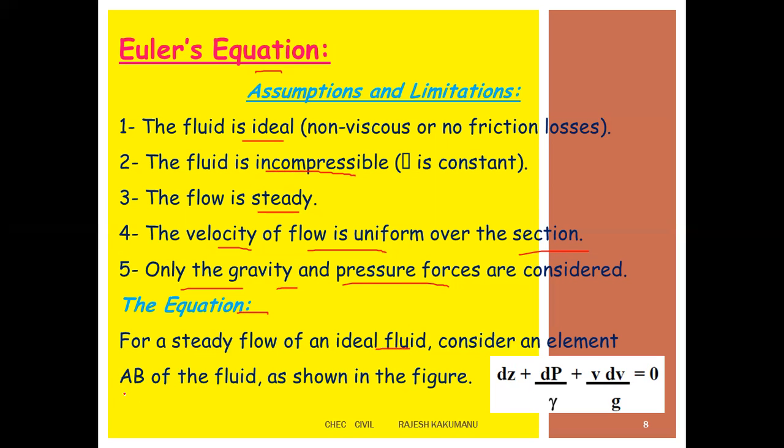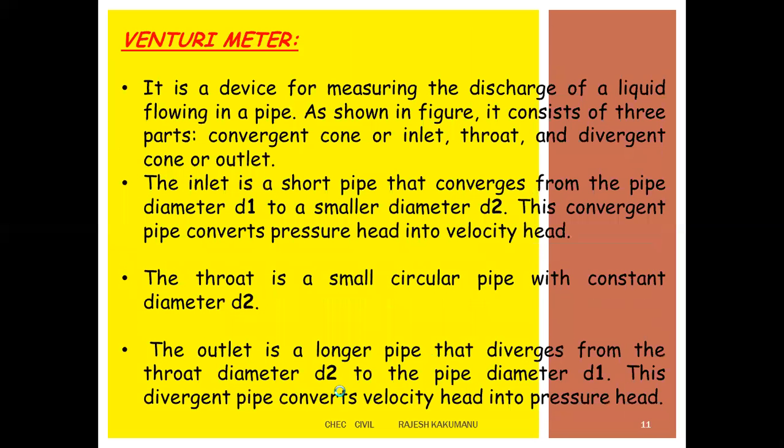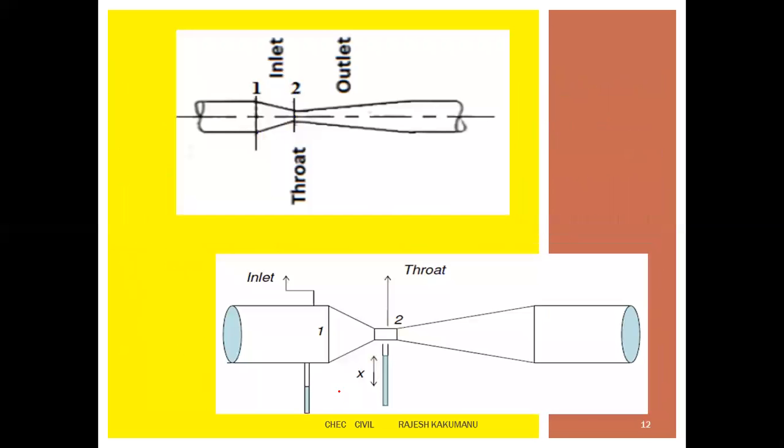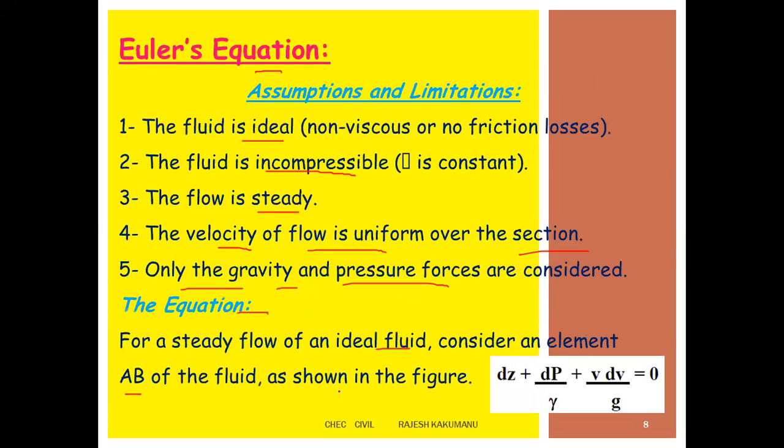Next, coming to the equation, for the steady flow of an ideal fluid, consider an element AB as shown in the figure. Based upon this, dz plus dp by gamma plus v dv by g is equal to 0.